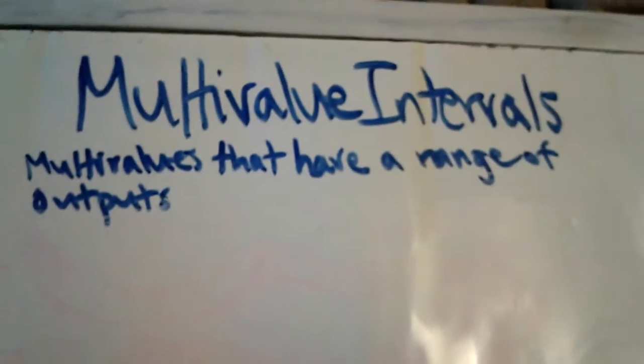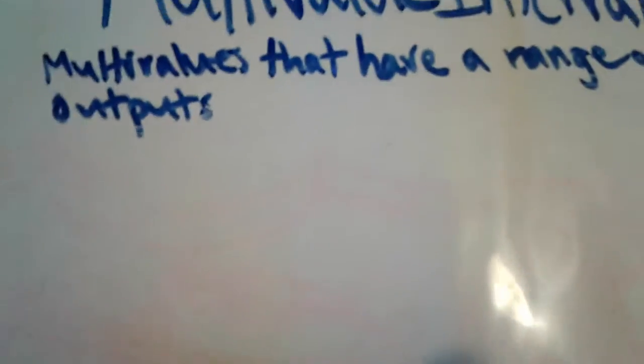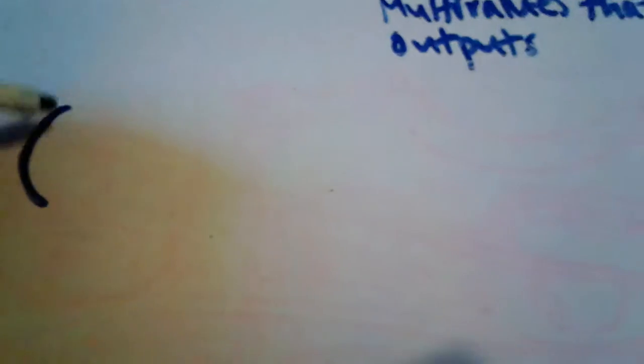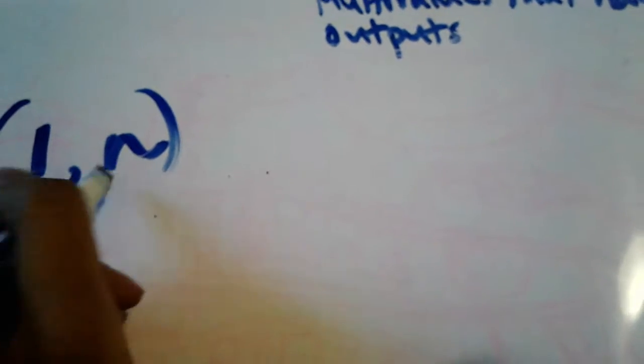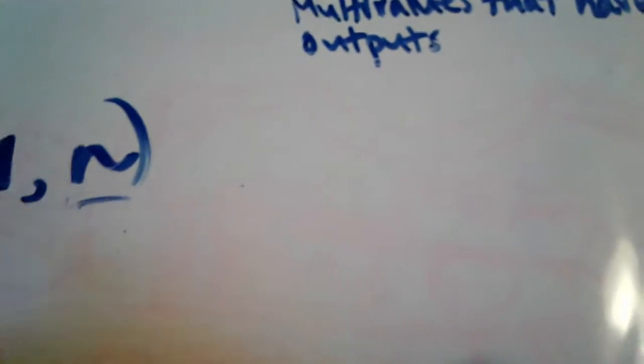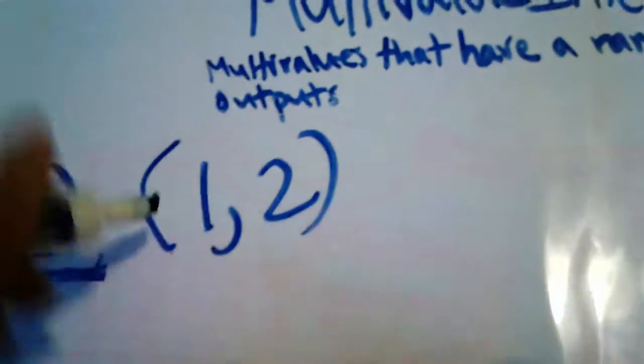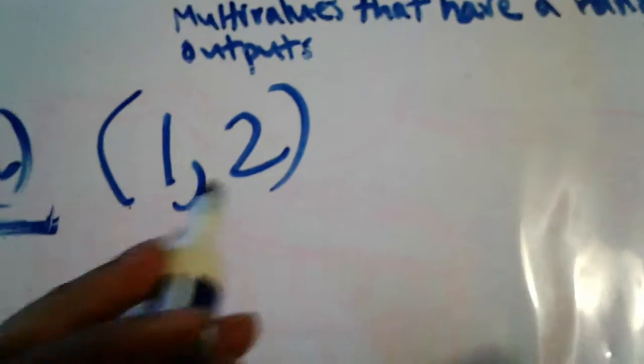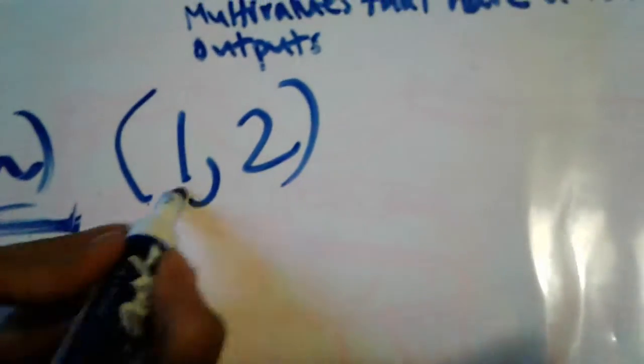Multi-value intervals are multivalues that have a range of outputs. Multivalues are a lot more general and they include variables, because variables are not numbers. Instead, they're just values that are not really definite. But we'll get into these kinds of multi-numbers later. However, we already know about multi-numbers, because these are numbers and it could be 1 or 2.